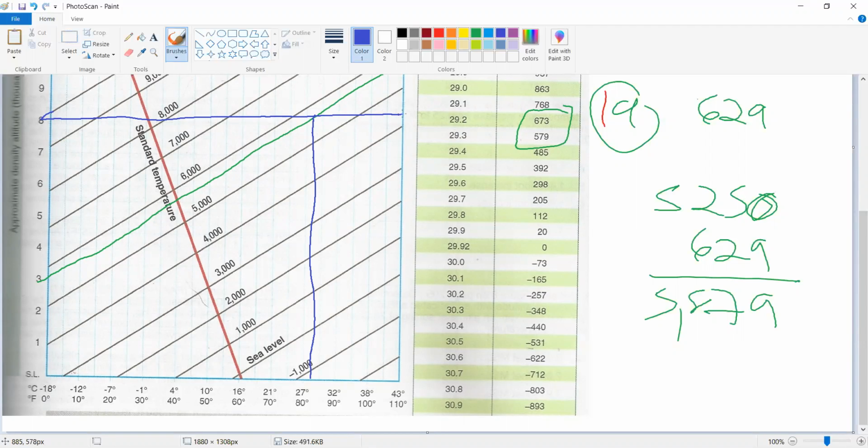So maybe the answer in the book is 8,500. So the answer then is C. We got close. We said about 8,000. Maybe I drew the picture poorly.